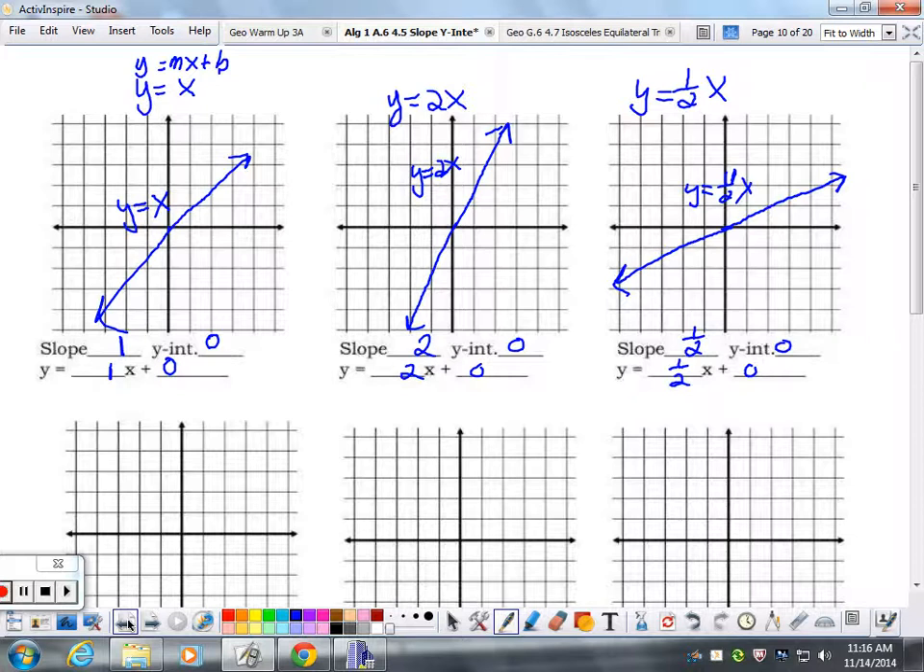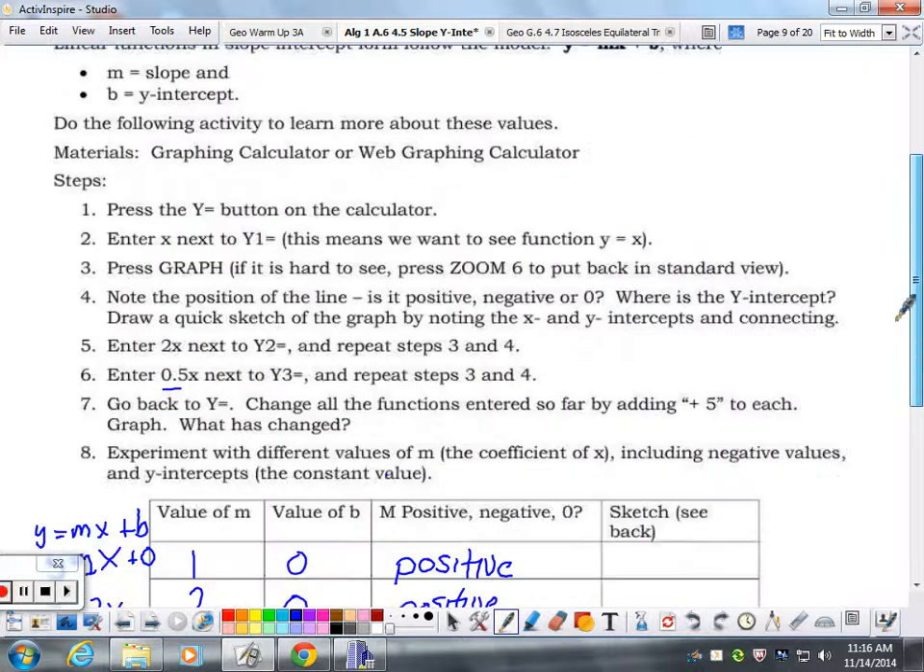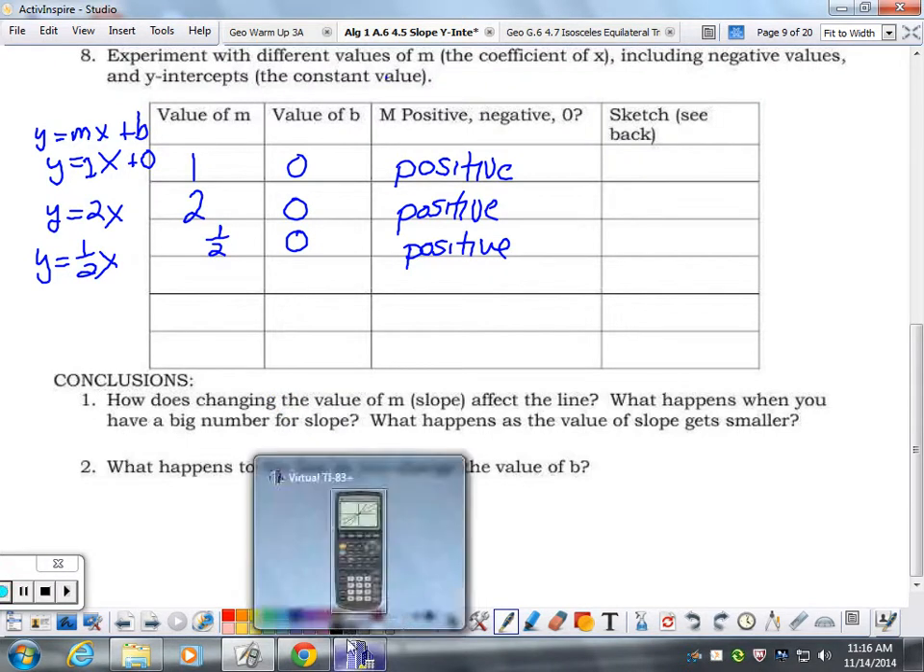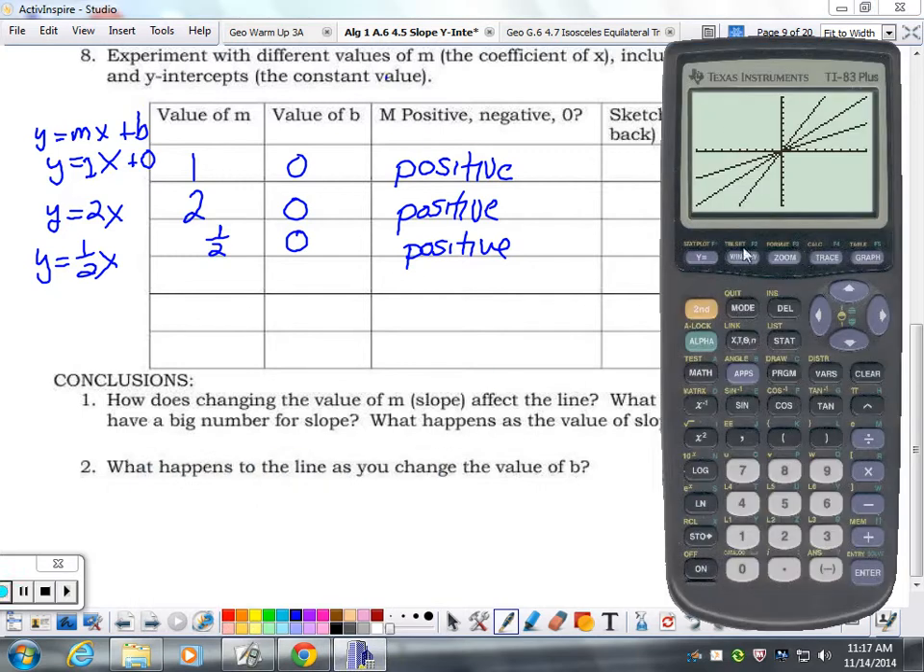So when I think about that first question that we were asking, how does changing the value of m affect the slope, affect the line itself? So what happens when you have a big number? What do you think is going to happen if y equals 5x? Let's see. We think it's going to get real steep. Let's try it. Well, I'm going to try 5x. I think it's going to be steeper. Look at that.